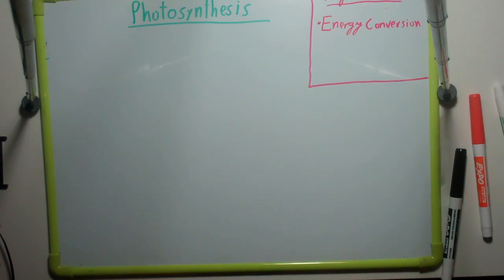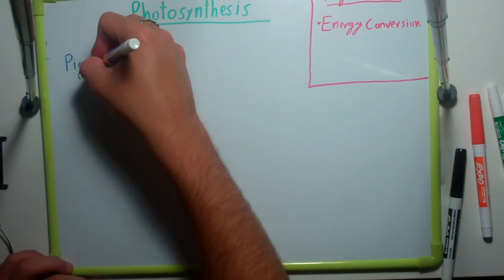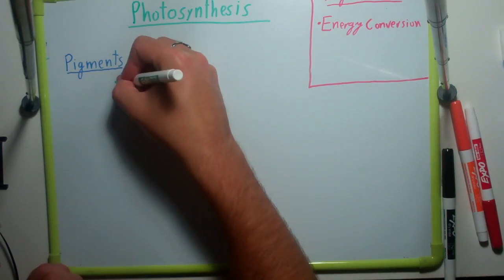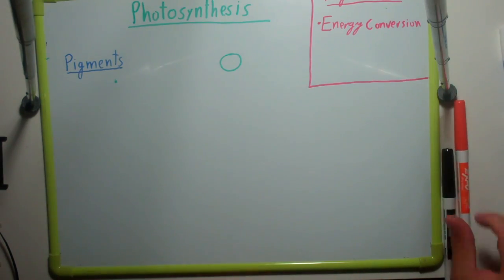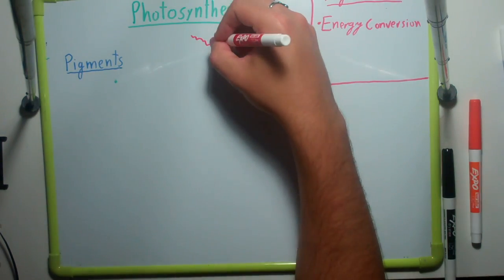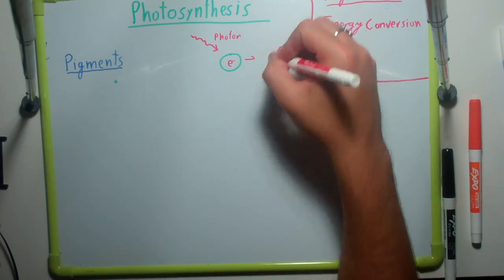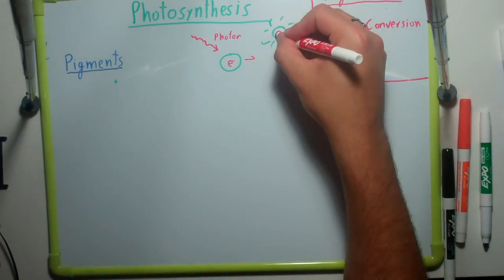So, how do plants even do this weird process that turns the sun into sugar? The first problem they have to overcome is capturing the energy of photons, and plants do this by using pigments, which are molecules that absorb photons. When a photon is absorbed by one of these pigment molecules, it excites electrons inside of the pigment molecules, and it's these high energy electrons that can be used to do work.